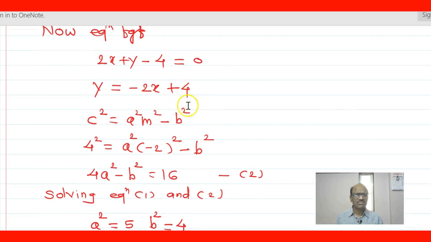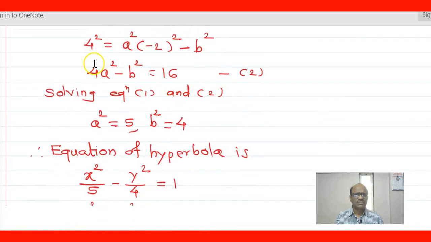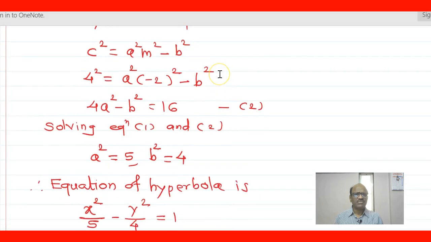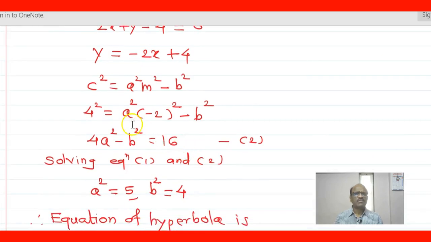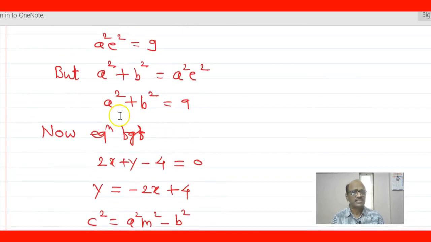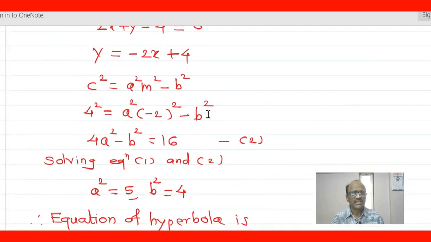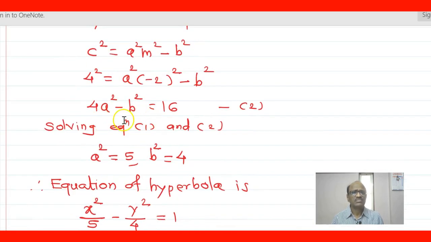Now substitute the value of c. What is c? c is 4 here, that is 4 square, and the value of m is equals to minus 2. m is equals to minus 2 and c is equals to 4. Substitute here. You will get 4 square is equals to a square into minus 2 bracket square minus b square, and therefore you will get 4a square minus b square is equals to 16. Now you have the two equations, that is a square plus b square equals to 9, and another equation, that is 4a square minus b square is equals to 16. This is the equation number 2.